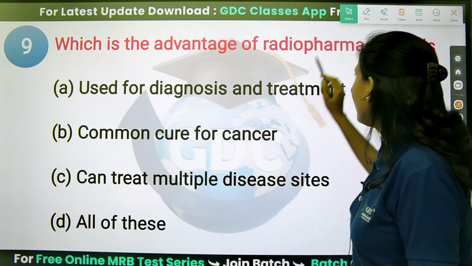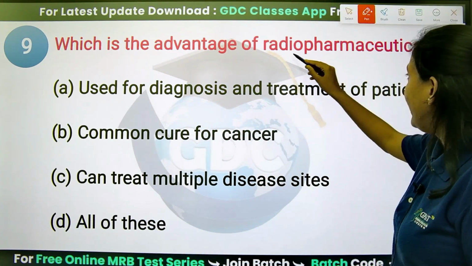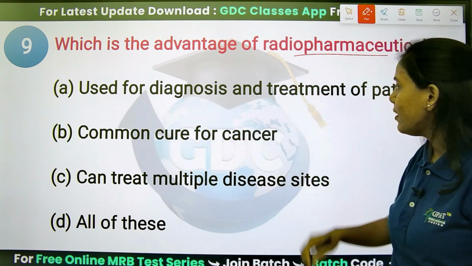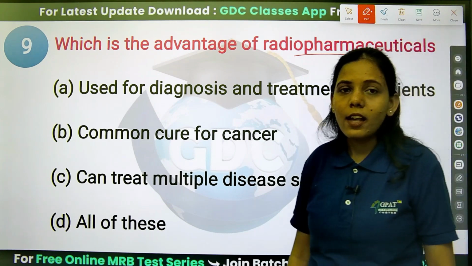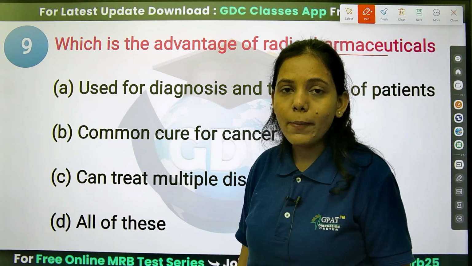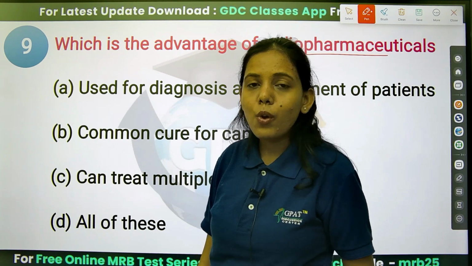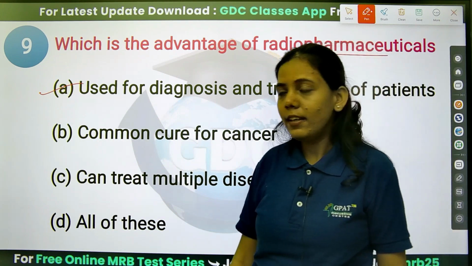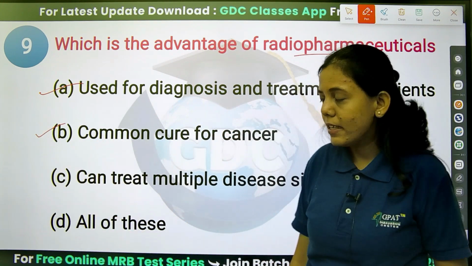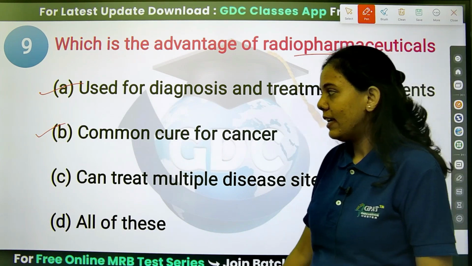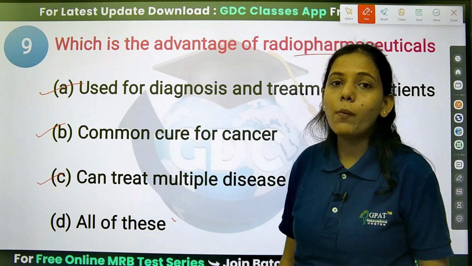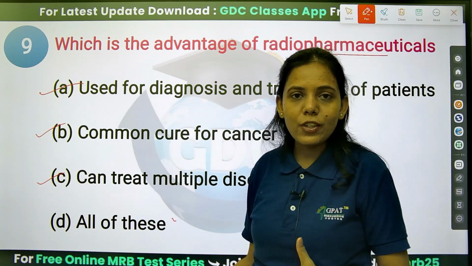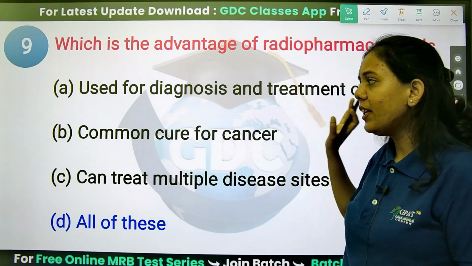Okay. The next question is, which is the advantage of radiopharmaceuticals? Why do we use these radiopharmaceuticals? Used for diagnosis and treatment of patient. Yes, we are using certain kinds of radiopharmaceuticals for diagnosis or to identify the disease. So we are using it for that purpose. Common cure for cancer. Yes, it is also used to treat cancer. Can treat multiple disease sites. Yes, option C is also right. So basically option D, all of the following, is the right answer. These are the applications. More applications are there for the radiopharmaceutical. Option D is the right answer.